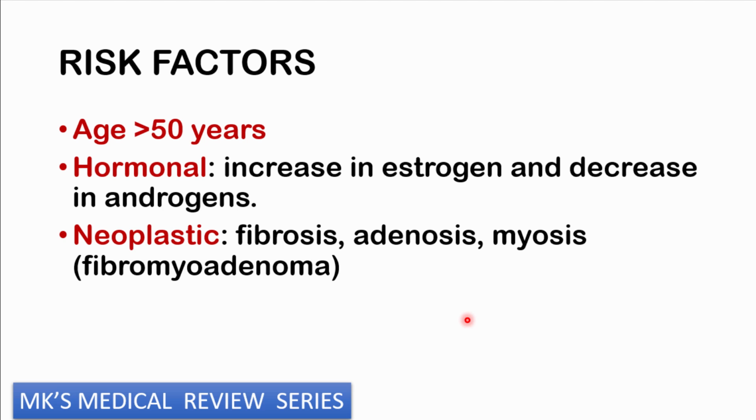So risk factors of benign prostatic enlargement include age, especially in individuals above the age of 50. So in men that are much older, every time they visit the primary healthcare facility, you must routinely do a digital rectal examination to assess the state of the prostate in order to rule out benign prostatic enlargement as well as CA prostate. Then hormones have actually been implicated. Remember, a rise in estrogen and a decrease in androgens has been implicated in benign prostatic enlargement. Neoplastic changes also put an individual at risk. So things like fibrosis, adenosis, myosis, or a fibromyoadenoma.